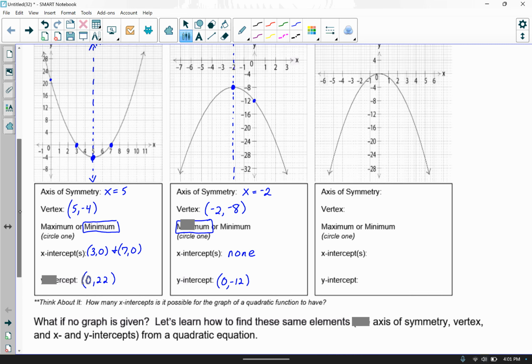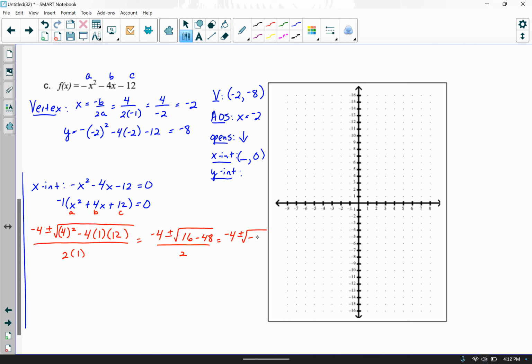That's going to give me -4 plus or minus the square root of 16 minus 48, all over 2. I'll burn one more step here. I get -4 plus or minus the square root of -32. All right, so from here, you get a negative underneath the square root. You're not going to get any real x-intercepts. So for x-intercepts here, I have none, because I cannot take the square root of a negative number. They would be imaginary. So no x-intercepts.